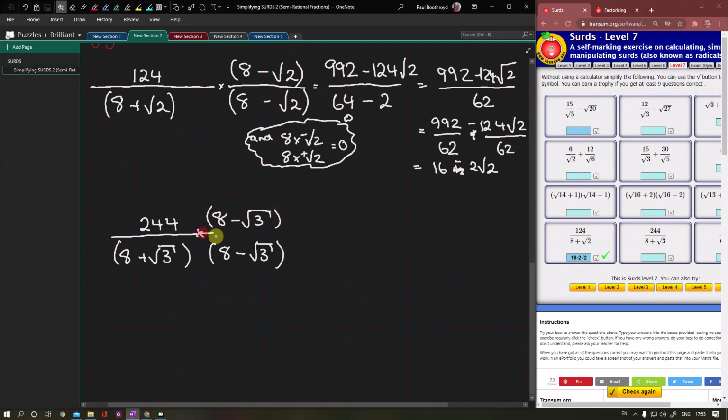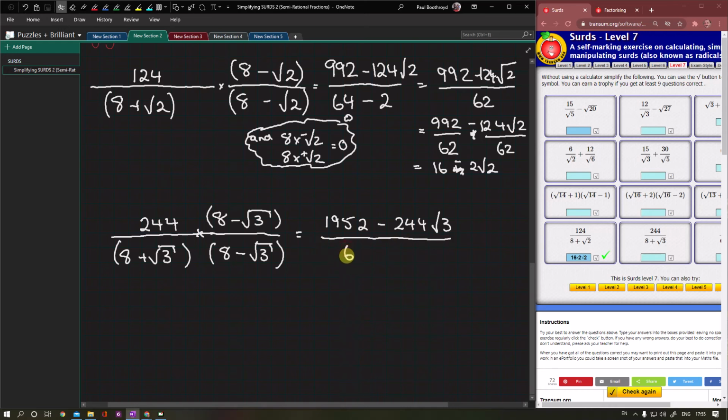So what we're actually doing is we're multiplying one fraction by another fraction where the numerator and denominator are the same. So we're multiplying by 1 effectively. 244 times 8 is 1952 minus 244 square root of 3.